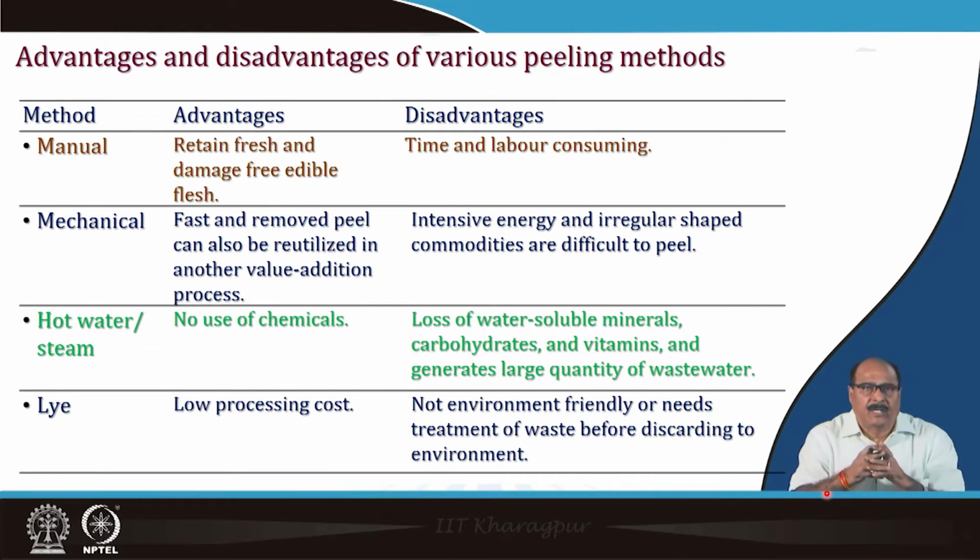So, now here in this table I have summarized the advantages and disadvantages of various peeling methods. For example, manual peeling retains freshness and gives damage free edible flesh. However, it is time and labor consuming. Mechanical peeling is fast and the peel removed can be reutilized in another value added product. However, it is an energy intensive operation and irregular shaped commodities are difficult to peel.